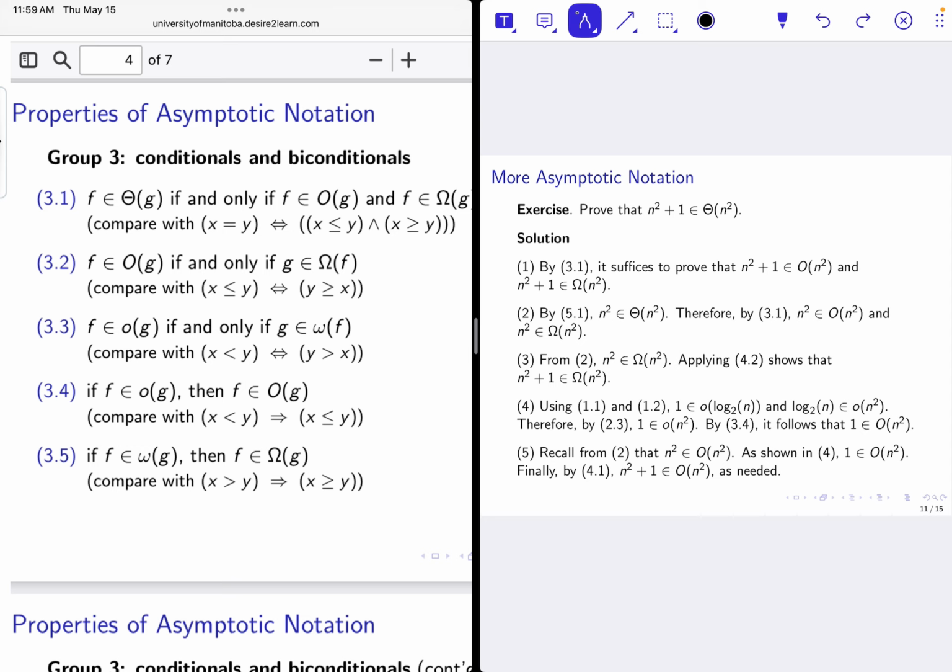I think it would have been nicer if it said something like, we have thus shown that n squared plus 1 is in big O of n squared. By step 1, we have shown that n squared plus 1 is in big omega of n squared, as required. And then you draw a little square at the end. Oh, that's a gross square. Then you draw a nice square at the end to show that you're done. And that we're done too.